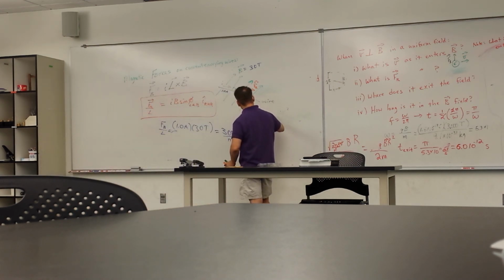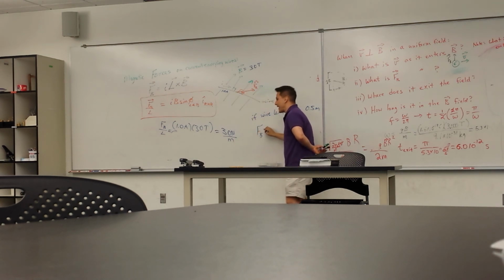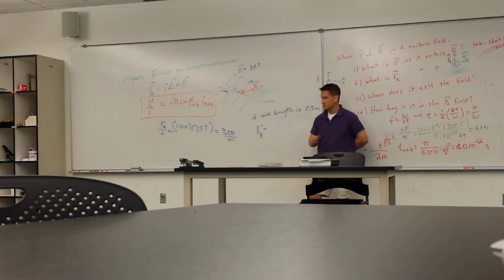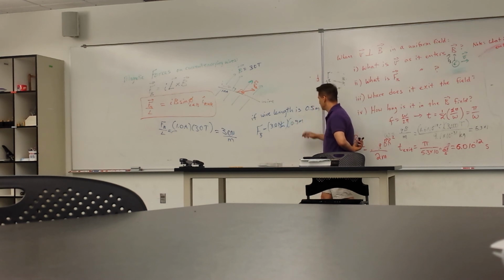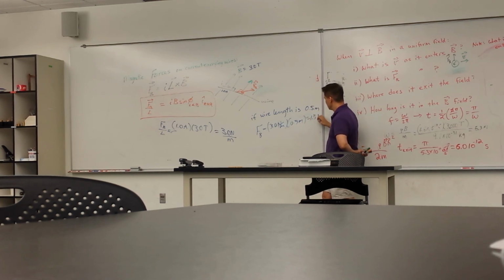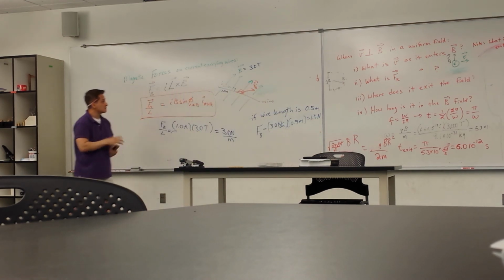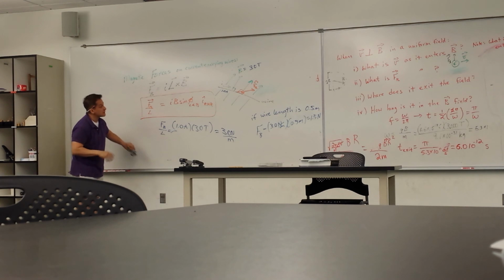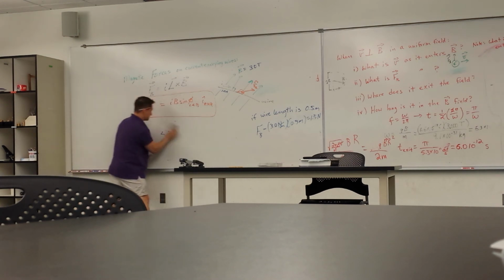So if the wire had a length, say 0.5 meters, then the magnetic force on that segment of wire would be 3 newtons per meter times 0.5. Now, I'm getting ready to go here, but I'm going to throw one little bit at you to just keep in mind.